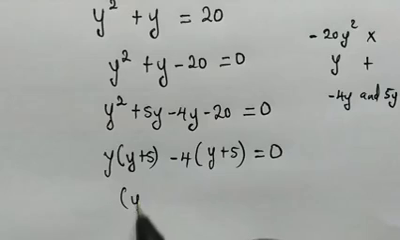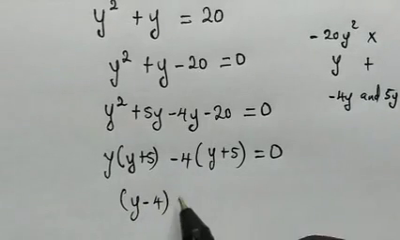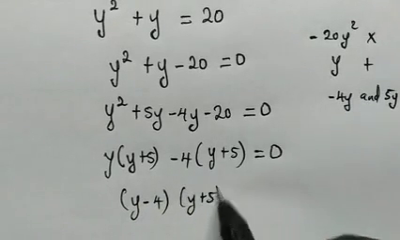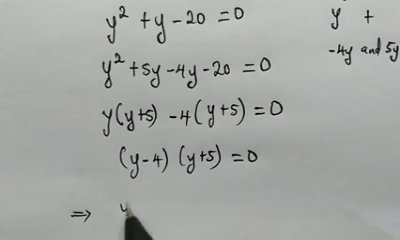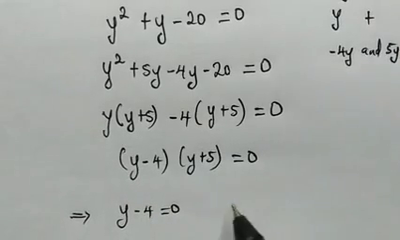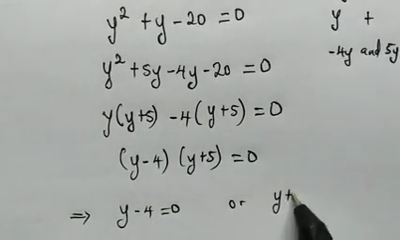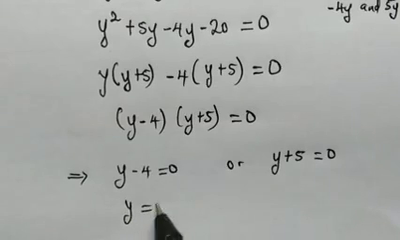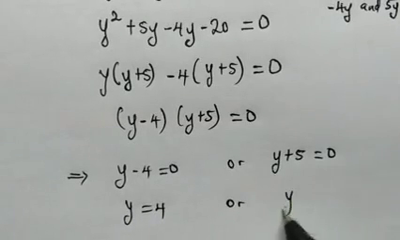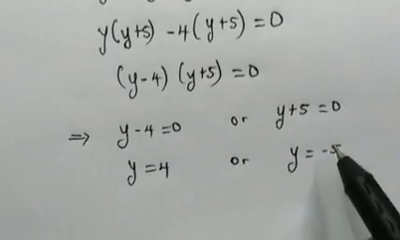So from here, we have y minus 4 multiplied by y plus 5. This is equal to 0. And from here, this implies that either y minus 4 is equal to 0 or y plus 5 is equal to 0. So from here, we get y is equal to 4 or y is equal to negative 5.